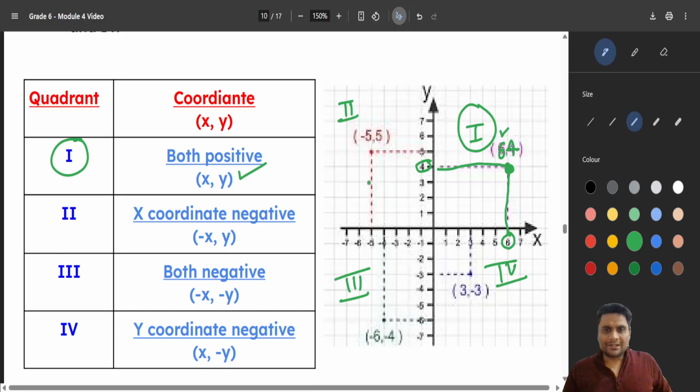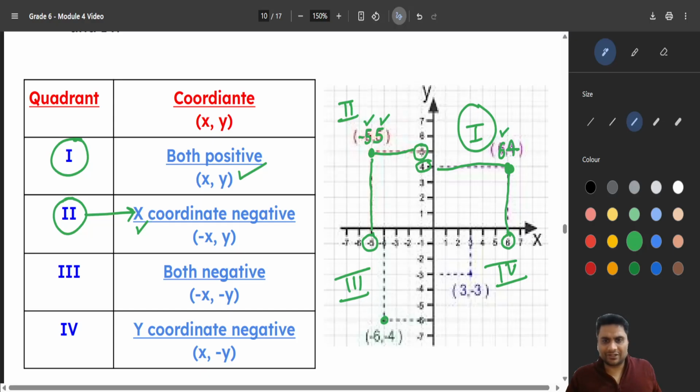Let us come to the second quadrant. If I see this point, what is the x coordinate? -5. And what is the y coordinate? The y coordinate is simply 5. If you check carefully, the x coordinate is negative and the y is positive. So remember, whenever you see a point with the x coordinate negative and y positive, it is from the second quadrant.